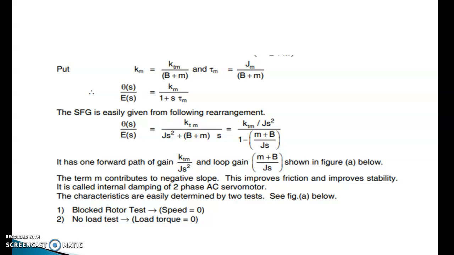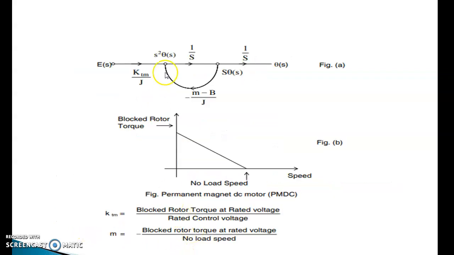The characteristics are easily determined by two tests, see figure 1 below. First one is the blocked rotor test, speed 0, and the no load test, torque 0, load torque 0. This is E(s) versus θ(s). This is the line for sθ(s). This is s²θ(s). These are the paths for 1/s. This is the feedback path, −(m+B)/J, and Kt/J.